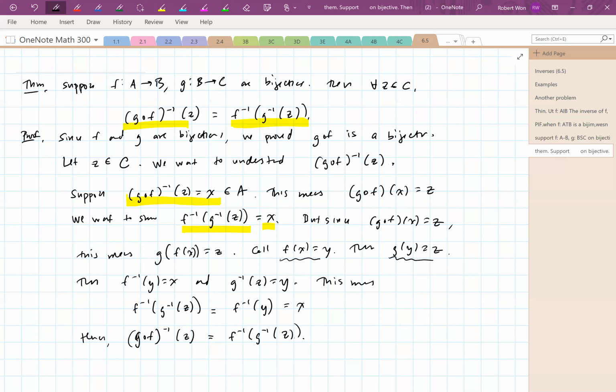Okay, so it seems a little bit convoluted, but everything that I said here was true and it proves the result. So then I guess that means that the proof is correct. Okay, so that's what I want to say about inverse functions for now.